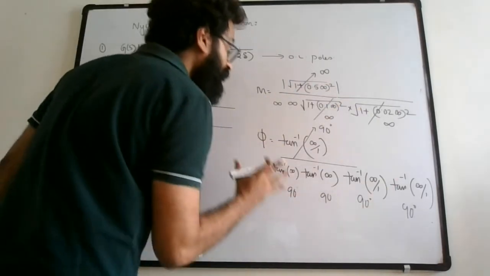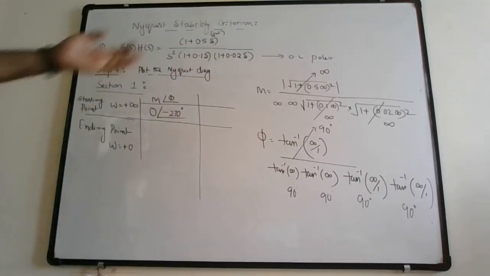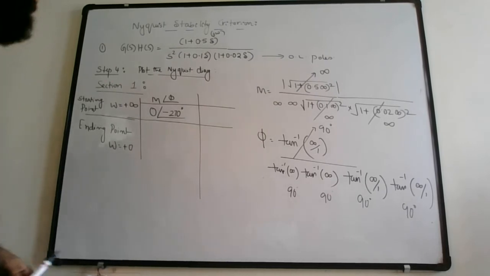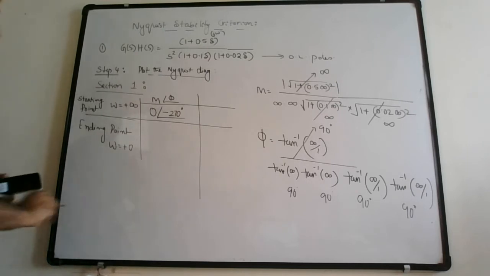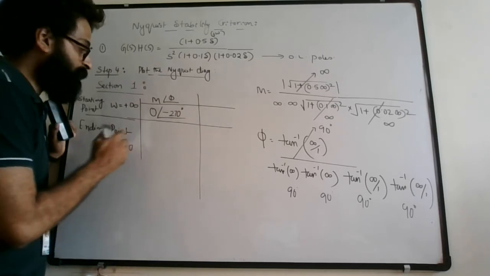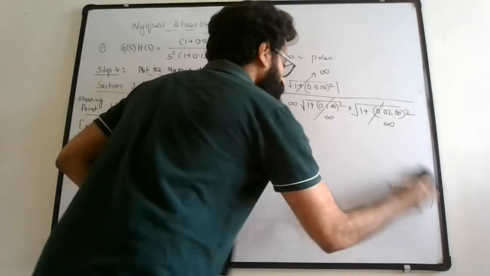Okay, this is how you calculate magnitude and phase angle. If you get a little practice, you don't have to write all these things. That's because whenever you substitute omega is equal to infinity, you will get magnitude as 0. And on the other hand, whenever you substitute omega is equal to 0, you will get magnitude as infinity. Okay, why infinity? You can check, right?